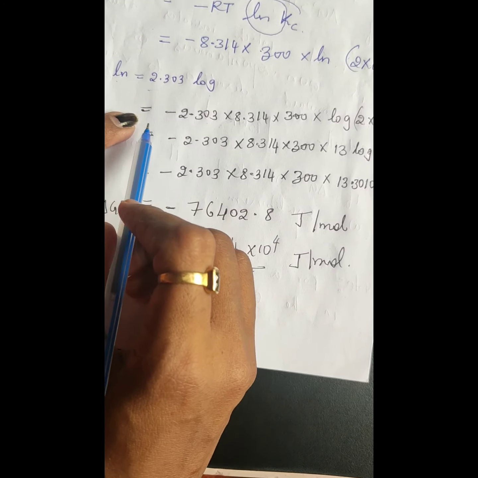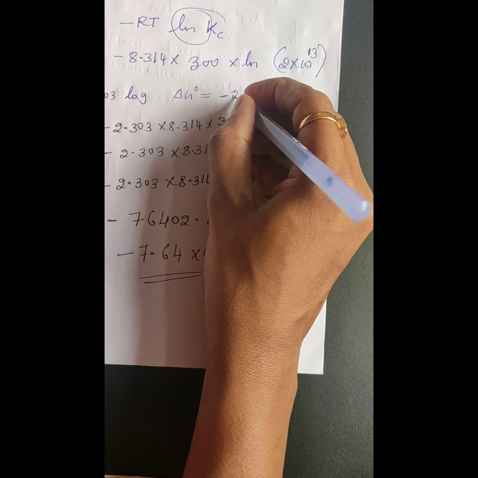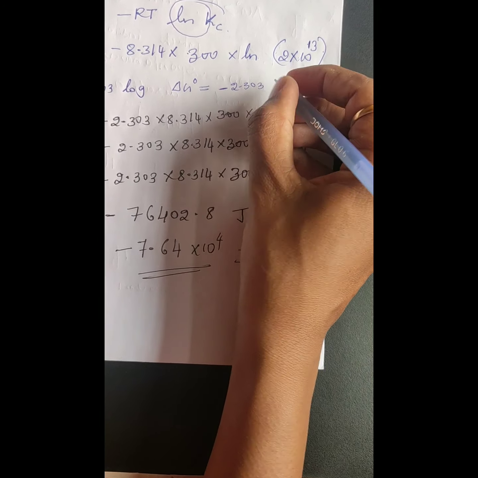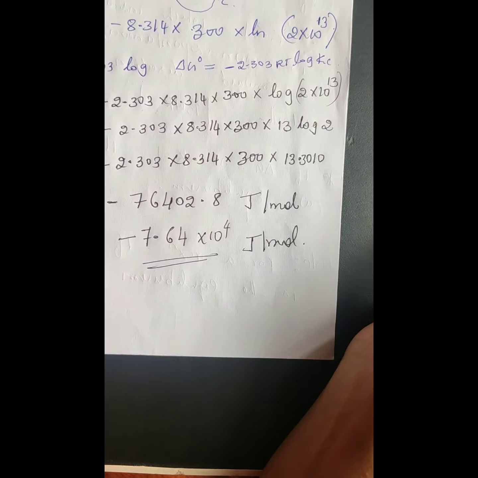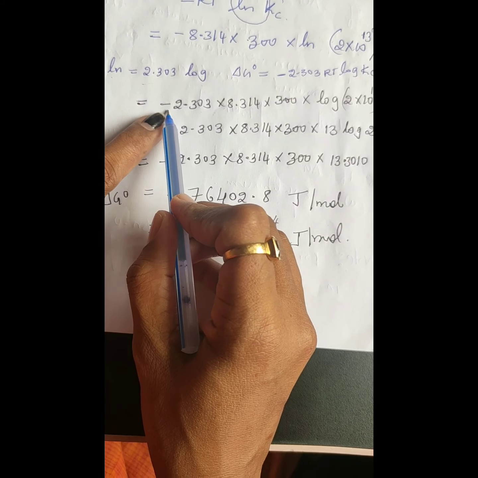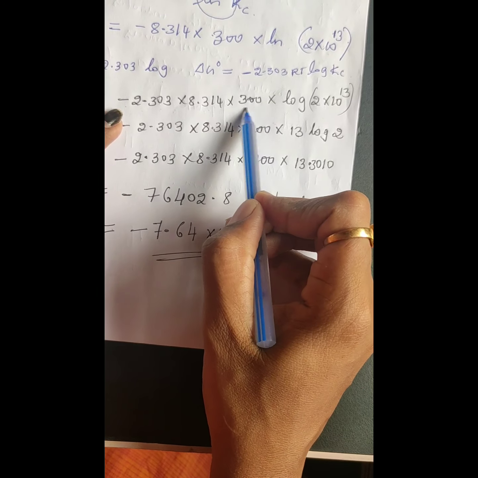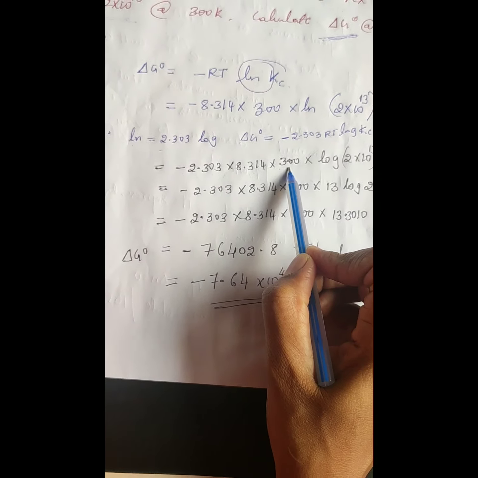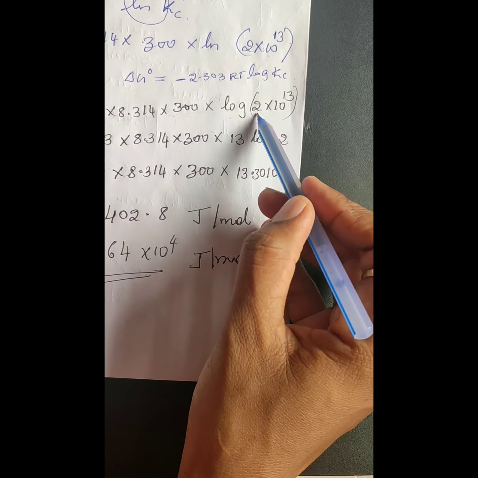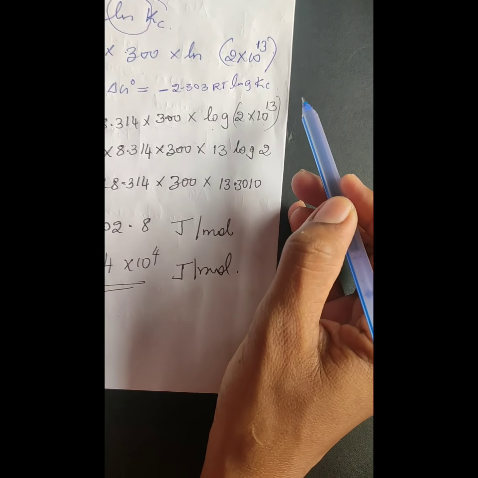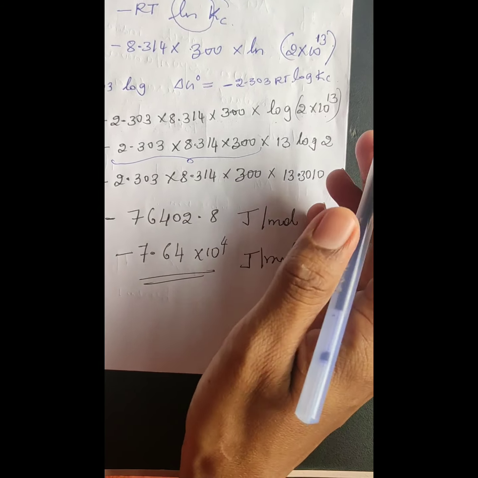Based on that, the formula becomes delta G naught equal to minus 2.303 RT log Kc. This is the formula. I will substitute directly: minus 2.303 into 8.314 into 300, because the temperature is given. This is the gas constant value you all know. Log of 2 into 10 to the power 13. Initially you can simplify all these three terms, but I kept them as such.